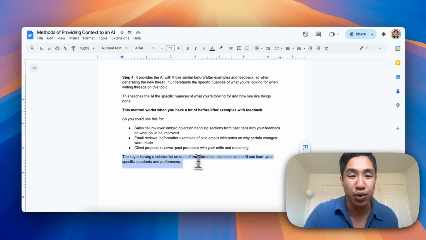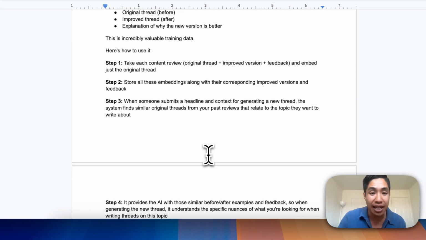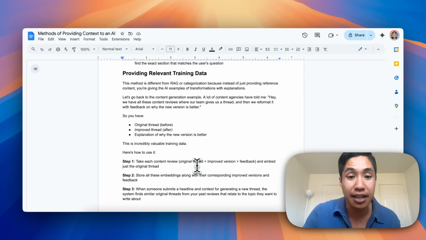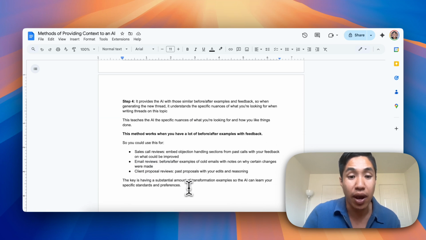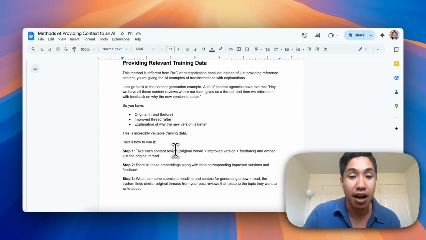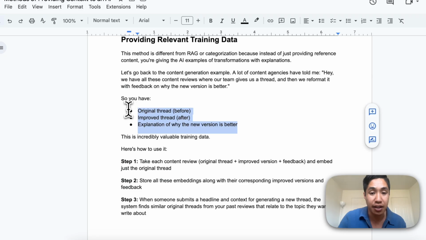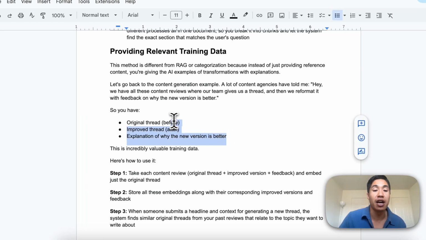And also, if you really want to do this approach, I would highly recommend using AI to extract this data. Because the way that I suggested for this content agency to extract all this data, this content agency would have their employees submit the threads that they wrote into, say, a Slack channel, and then they would reply back with an improved version and feedback.